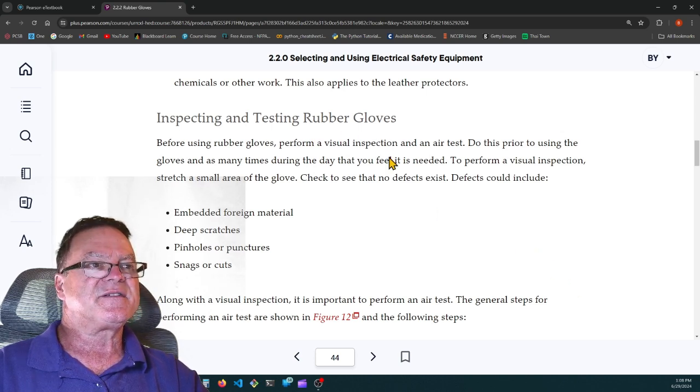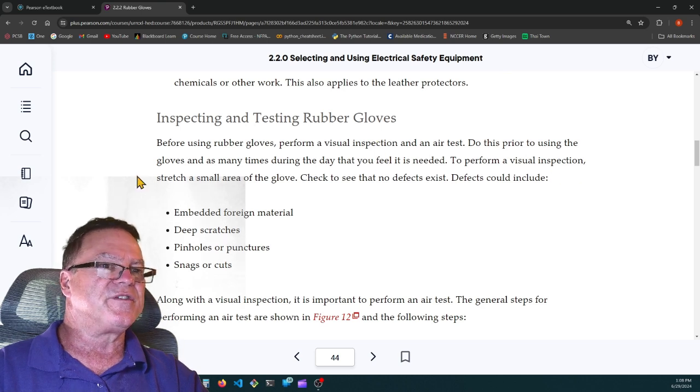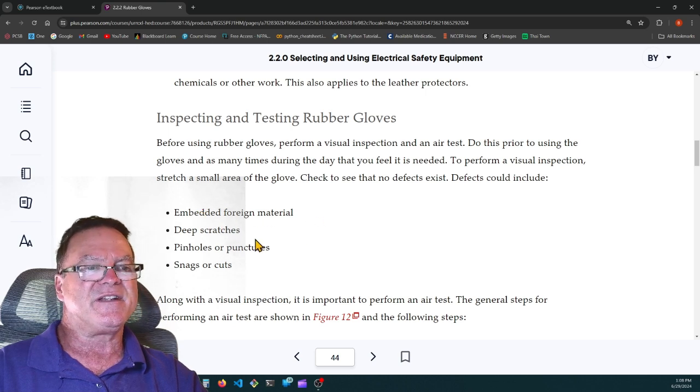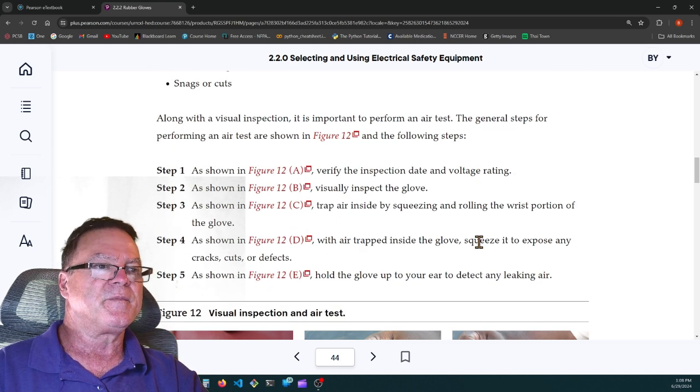Inspecting and testing the gloves. To perform a visual inspection, stretch a small area of the glove. Check to see that no defects exist. Defects could include embedded foreign materials, deep scratches, pinholes, punctures, snags, or cuts.